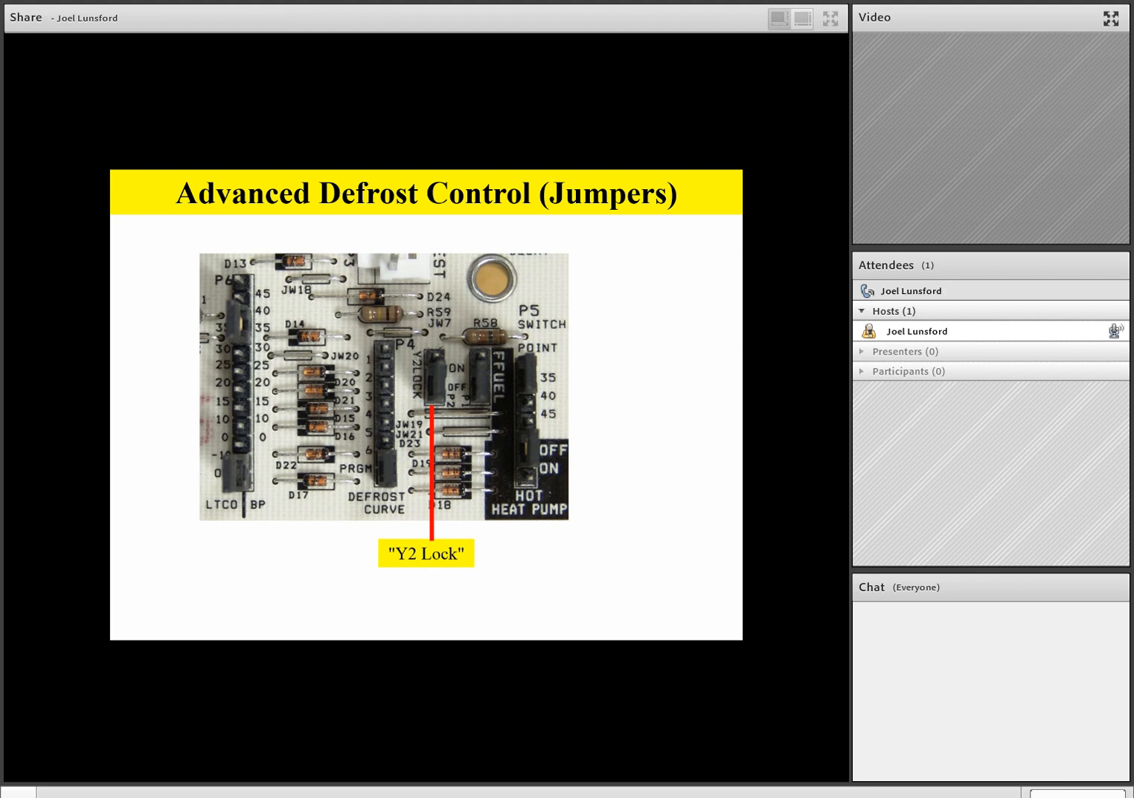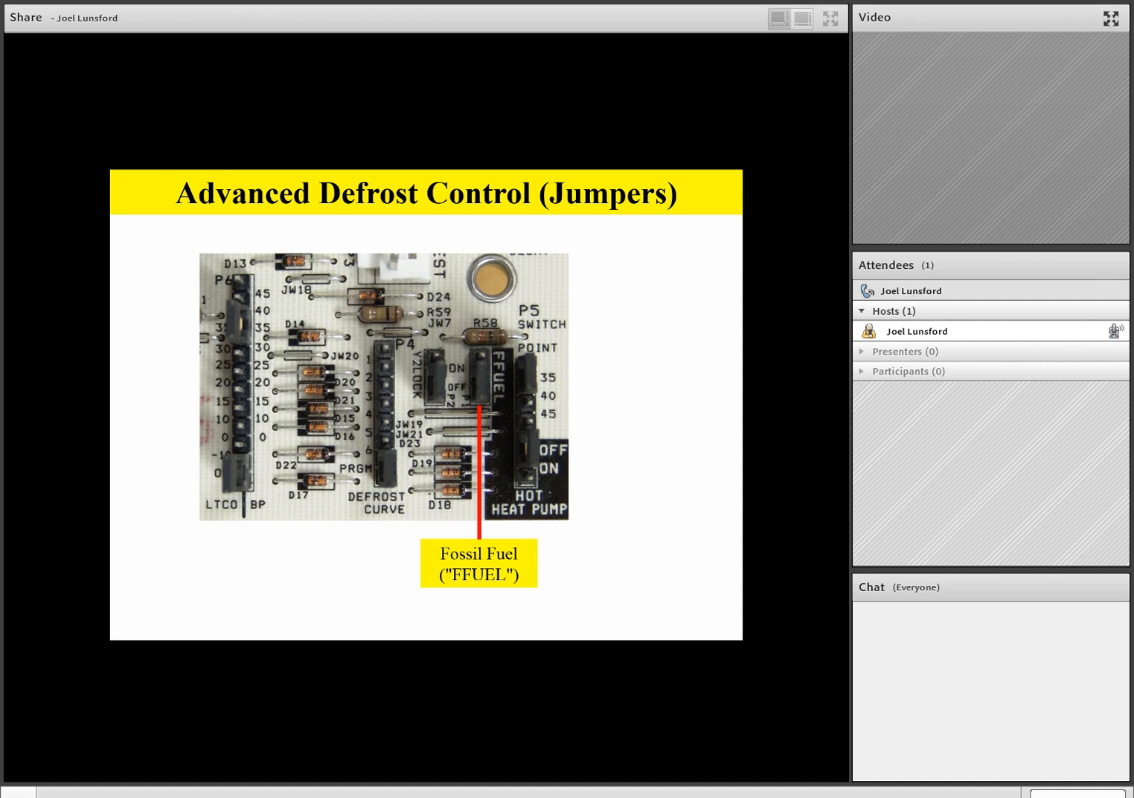Next to the Y2 lock jumper is a fossil fuel jumper. This fossil fuel jumper comes from the factory in the off position, but if you're going to hook the outdoor unit up to a furnace inside, you have the capability of telling the board it's hooked up to a furnace inside, and it gives you some functions for fossil fuel control.